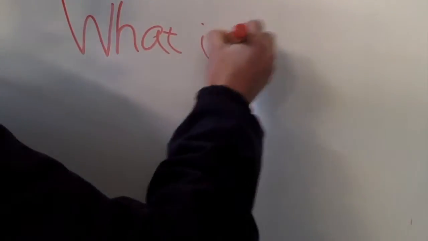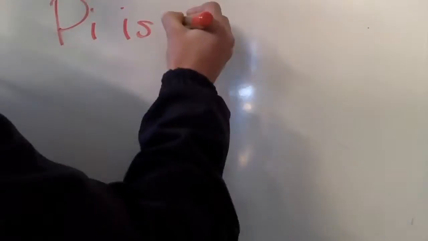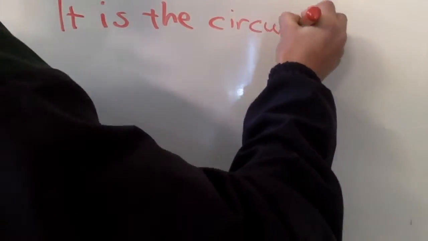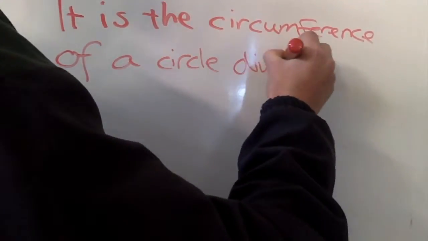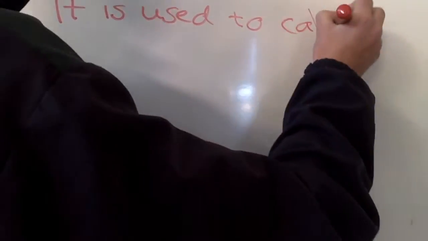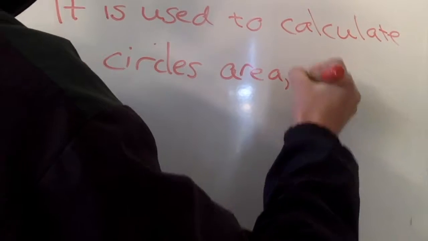What is pi? Pi is an irrational number. It is the circumference of a circle divided by its diameter. Pi can be used to calculate circular objects' volume, area, and circumference.